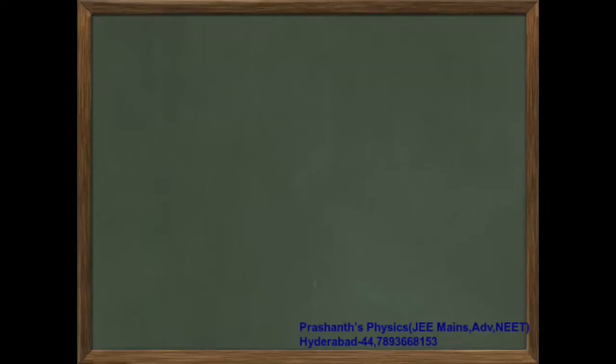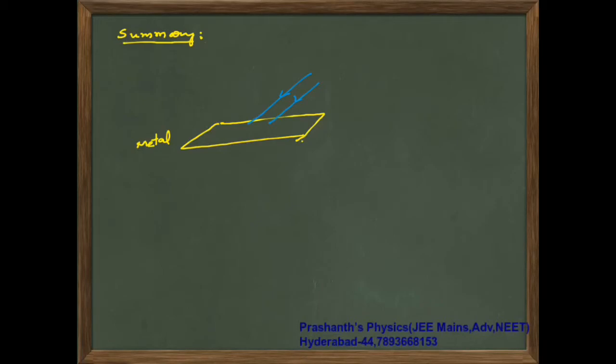Okay, in the last class, let me quickly summarize the basic idea of photoelectric effect. In photoelectric effect, if you have a metal surface like this, and light rays fall on this metal surface, then electrons will be ejected out of the metal surface.